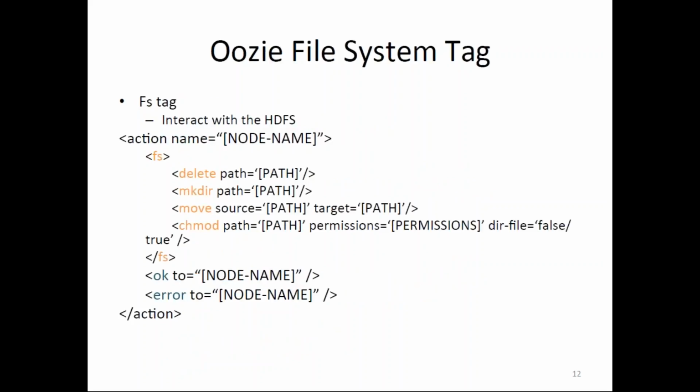The file system tags are basically for doing any file system related operations like delete, make directory, move, change permissions, and copy to a particular directory and so on. All these kinds of file system related operations you can do within the file system action node.